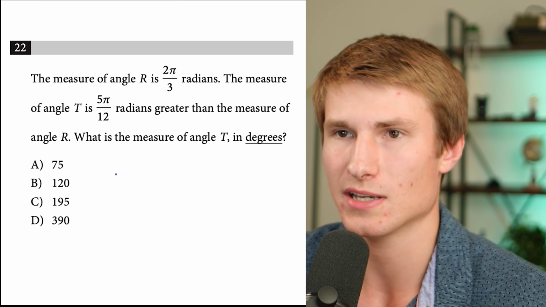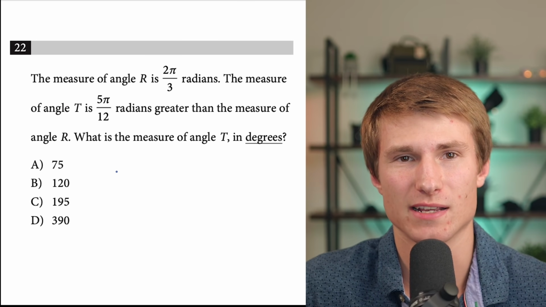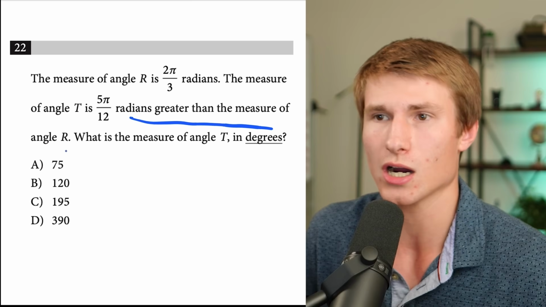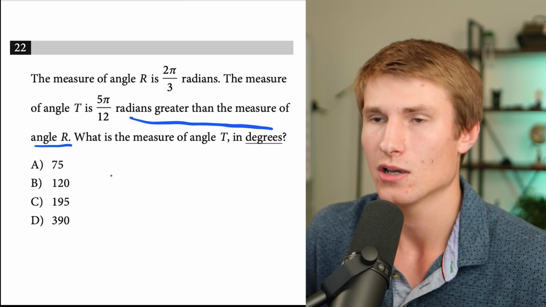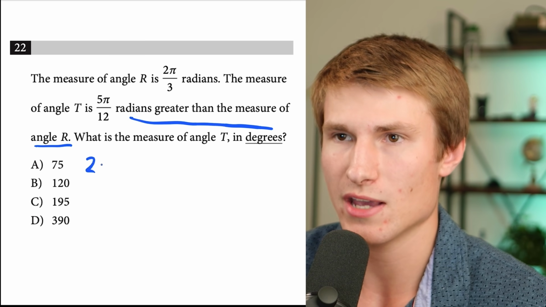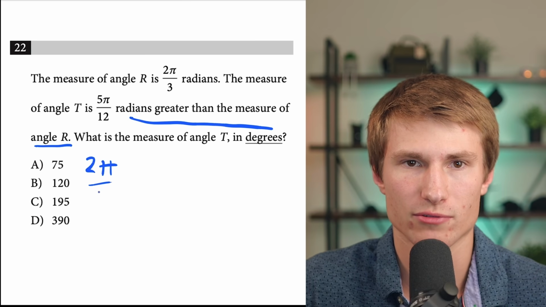Question 22 states the measure of angle r is 2 pi over 3 radians. The measure of angle t is 5 pi over 12 radians greater than the measure of angle r. What is the measure of angle t in degrees? So we have to start by finding the measure of angle t in radians, and then after that we'll convert to degrees. So we know that the angle r is 2 pi over 3 radians.